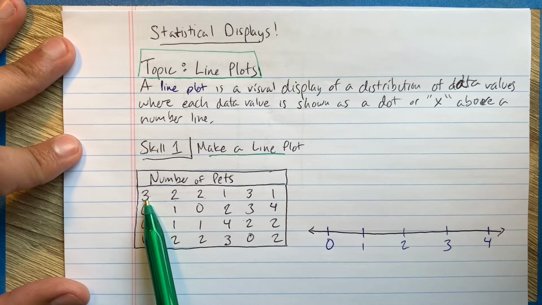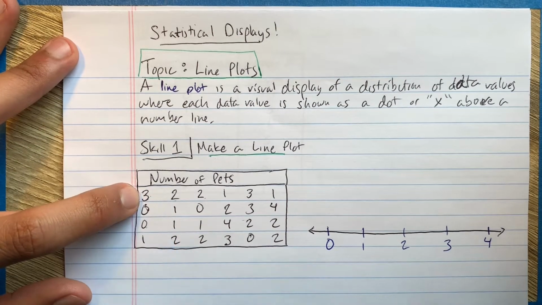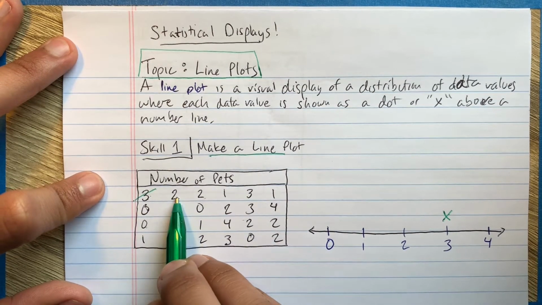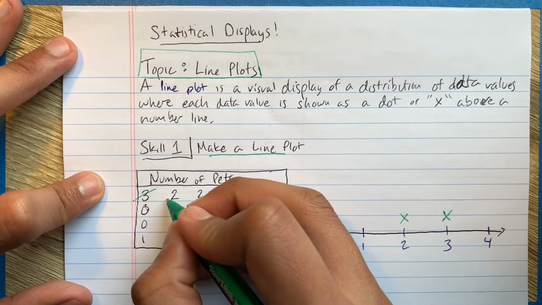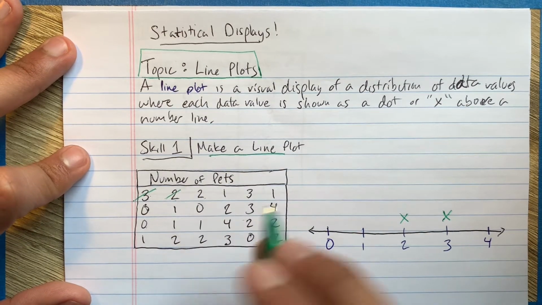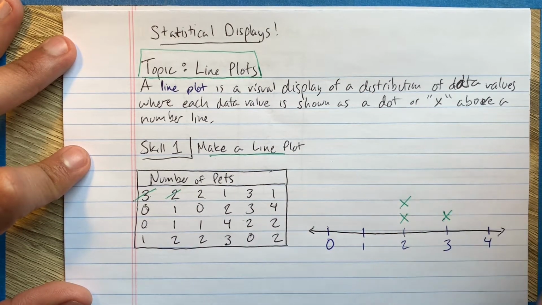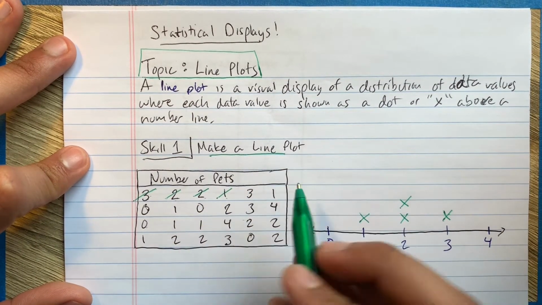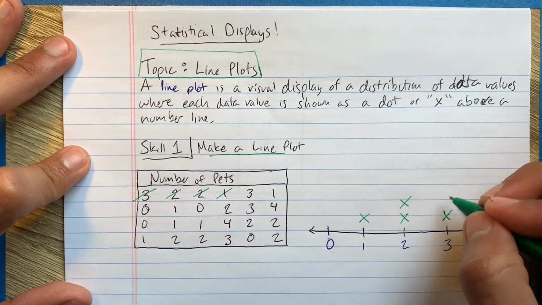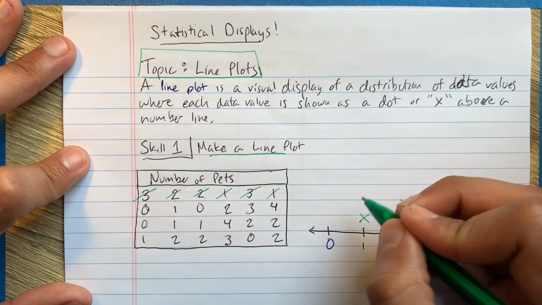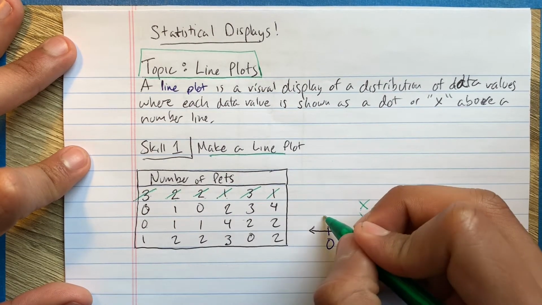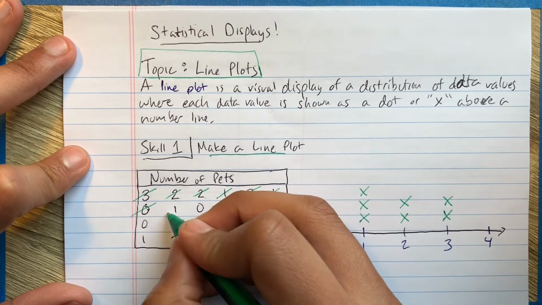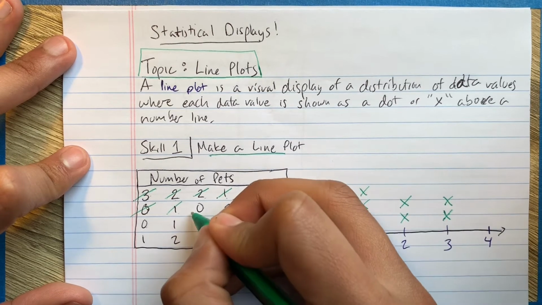This 3, I see it one time, so I'm going to draw an X here, and then I'm going to cross it off. I have a 2 here, so I'll put that as an X, and then I'll cross it off. I have another 2. I'll mark it with an X, and then I'll cross it off. I continue this pattern until I've gone through all the numbers in my list. I have a 3 here, cross off. I have a 1, so I'm going to mark it. I have a 0, mark it with an X, cross it out. I have a 1, mark it with an X, cross it out. Another 0, and so on and so on.